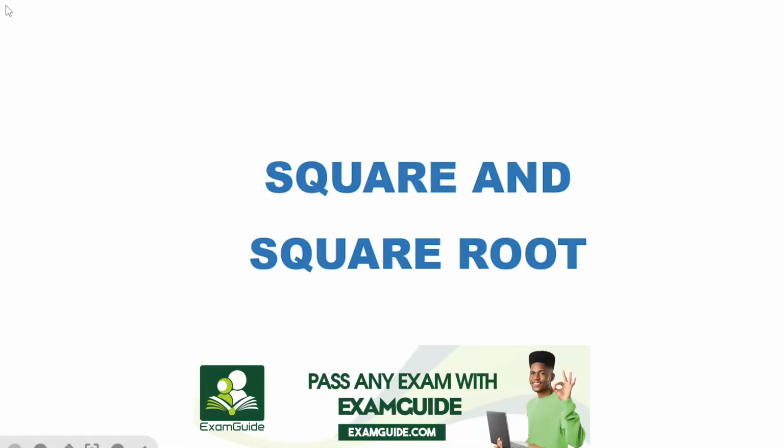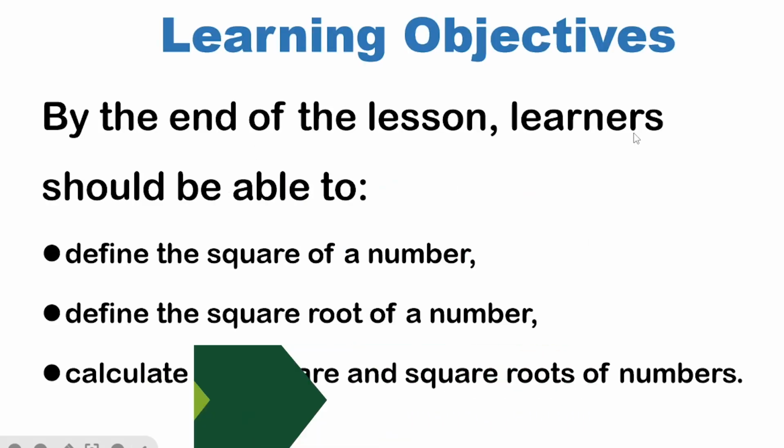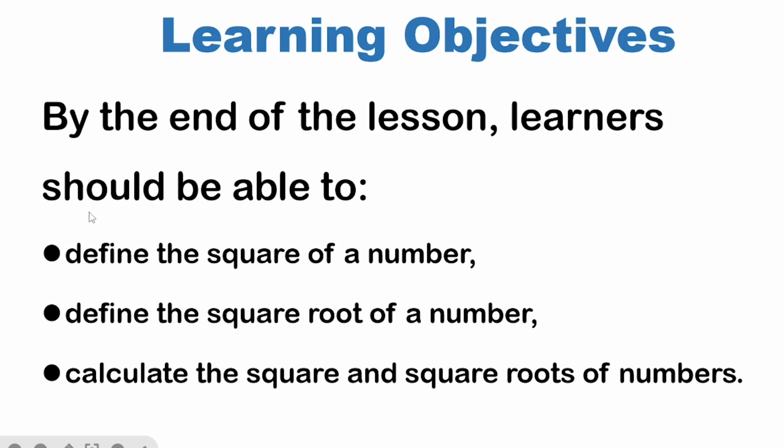Okay. So by way of introduction, our learning objective will be by the end of the lesson, learners, which is you, should be able to define the square of a number, define the square root of a number, and calculate the square and the square roots of numbers. So these are the things that we aim to achieve by the end of this class.